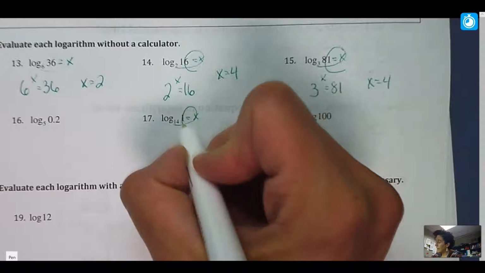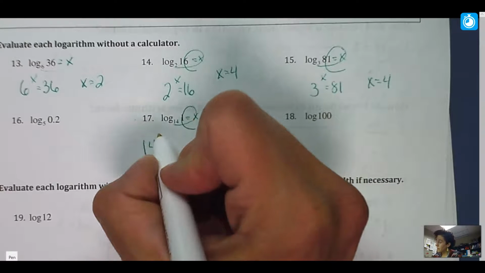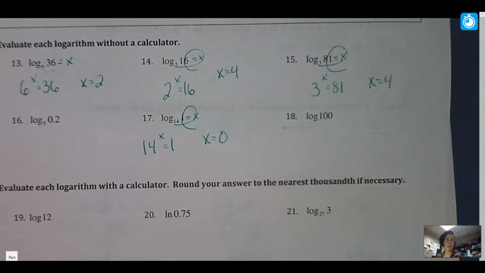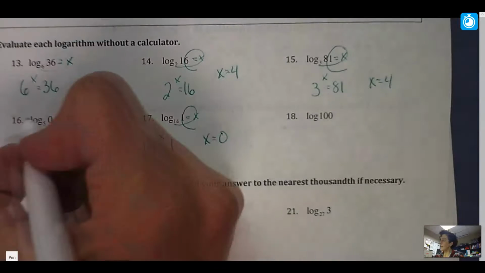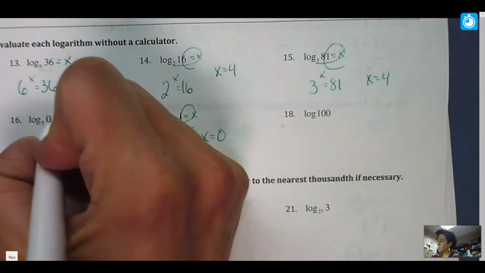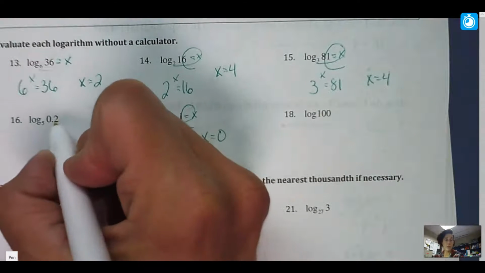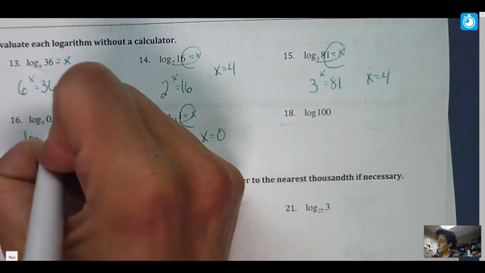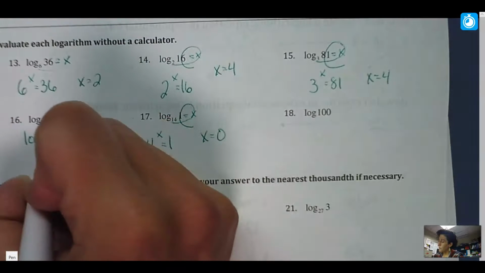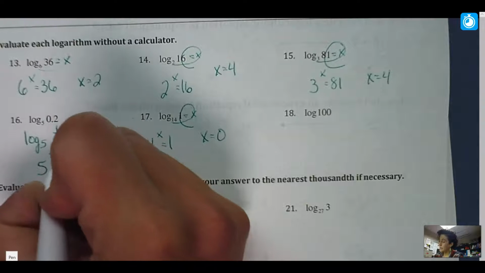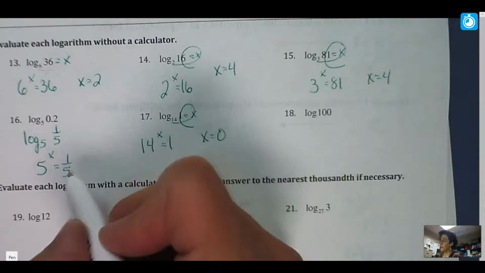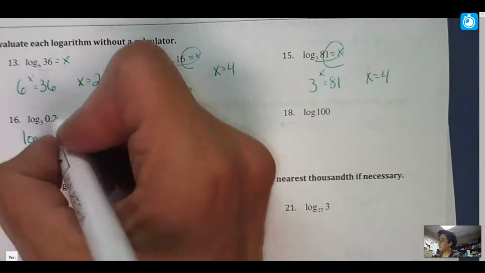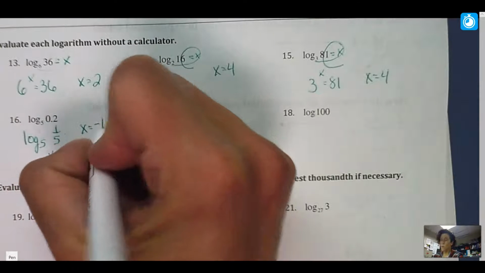14 to the what power gets me to 1? Well, anything to a 0 power is worth 1. And then this is the one that we just did. So let's just remind ourselves that this is 2/10, and 2/10 simplified is 1/5. So 5 to the what power is going to make 1/5? Again, negative exponents make fractions, so this would be worth -1.